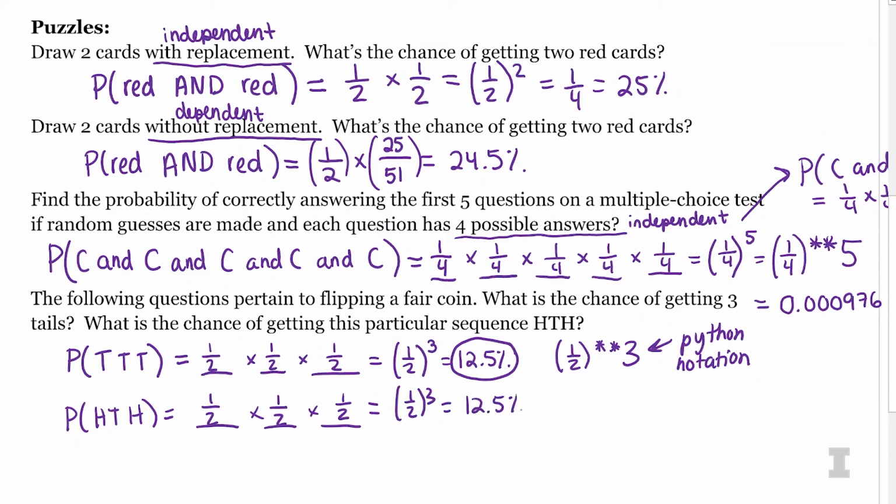And this is because the probability of getting a head is 50% and the probability of getting a tail is 50%. So these were some basic examples looking at the multiplication rule, and we're going to dive into a bunch more throughout this series. But for now, we know how to use the multiplication rule for both independent and dependent events.